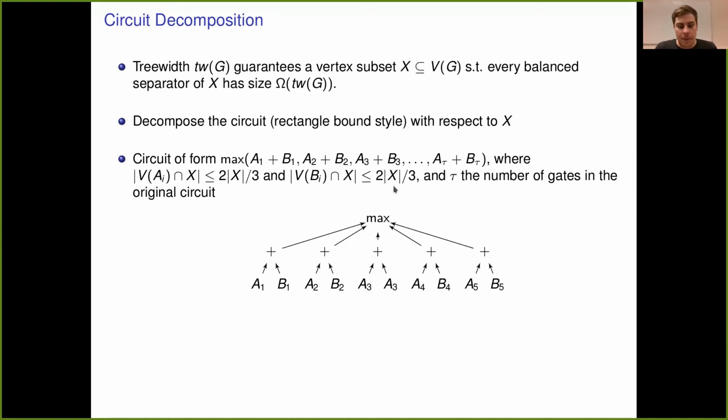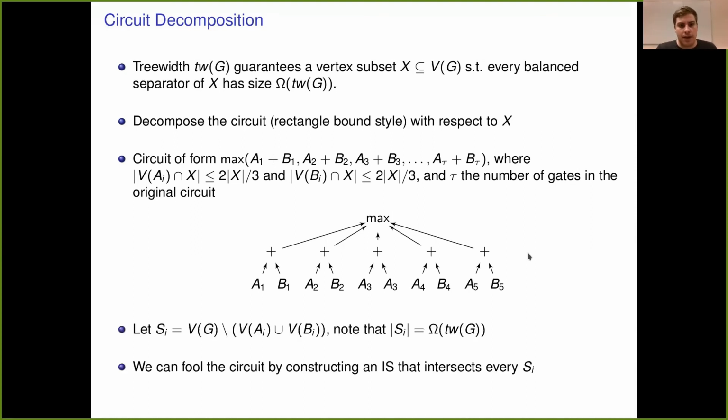So basically, by the previous arguments, each plus gate defines some separator. We have tau vertex separators S_i, and they must be balanced separators of X. So these separators S_i must all have size at least linear in treewidth. And now we can fool this circuit if there's an independent set that intersects each of these separators S_i. The circuit cannot compute a solution corresponding to this independent set.